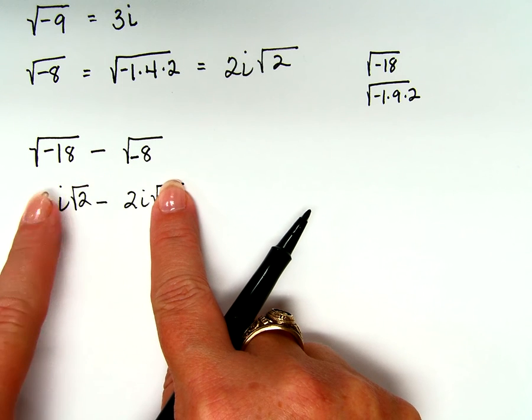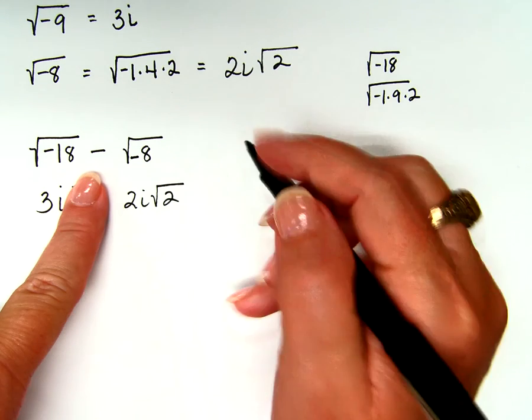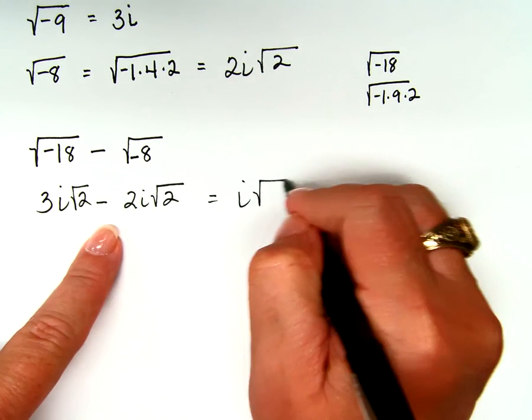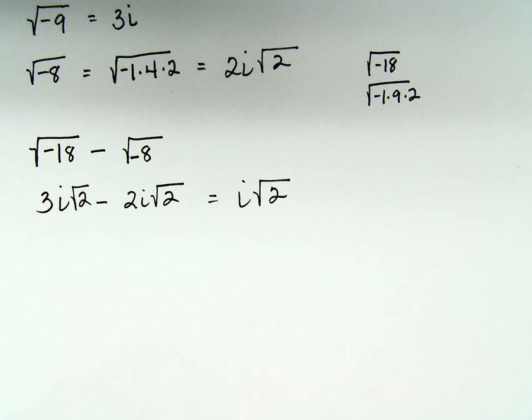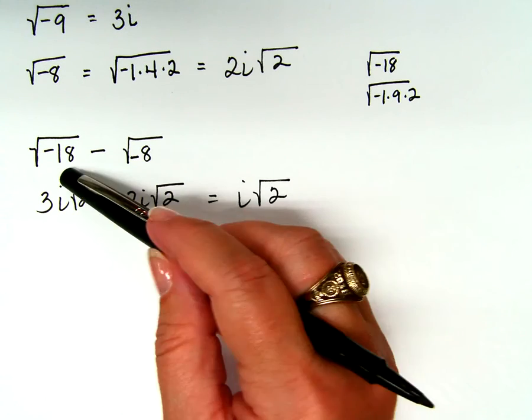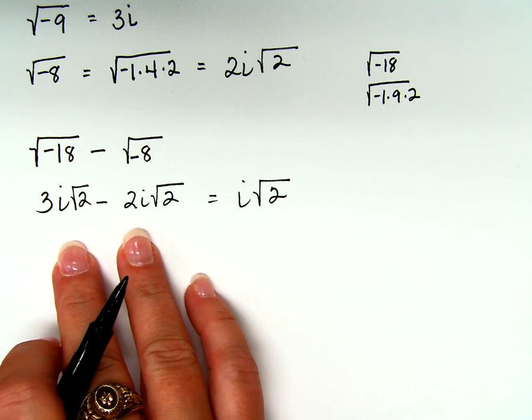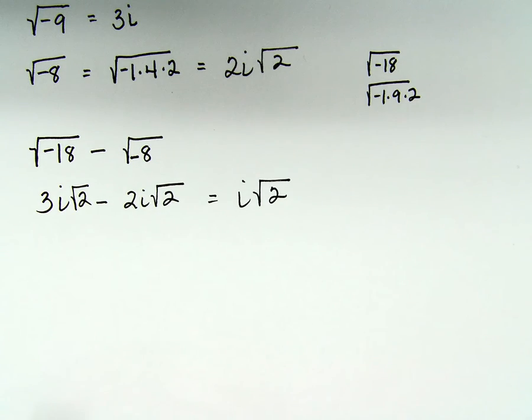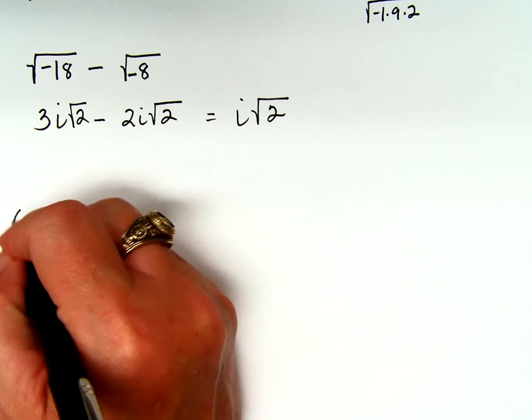So what's 3i minus 2i? i square root of 2. Does that make sense? We just have to simplify each of the parts until we can get it to where it's something we can do something with. Okay? What about a problem like this?